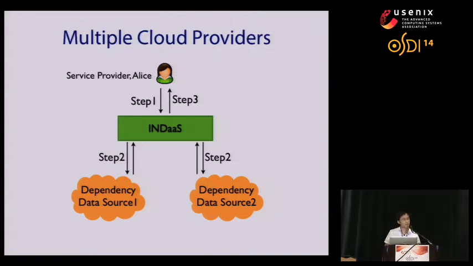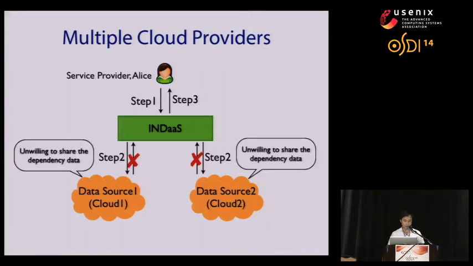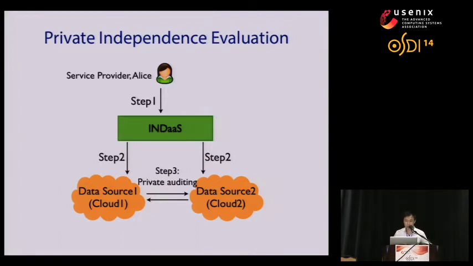However, if data sources are from different cloud providers, our current solution doesn't work. This is because no cloud provider is willing to share the dependency data with our system or other cloud providers. So, INDaaS also offers a privacy-preserving approach to help each data source privately calculate the independence.